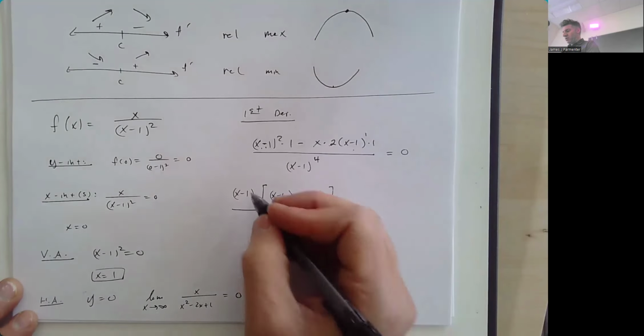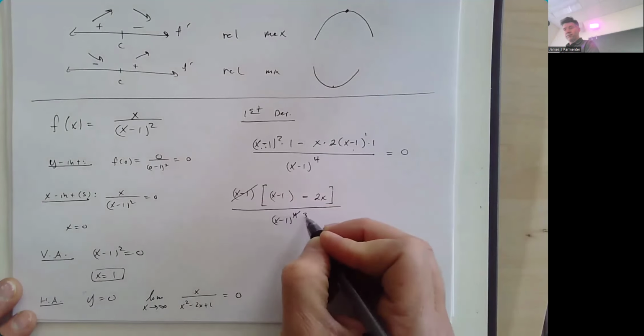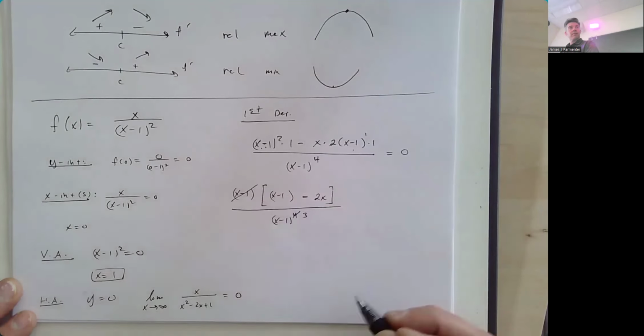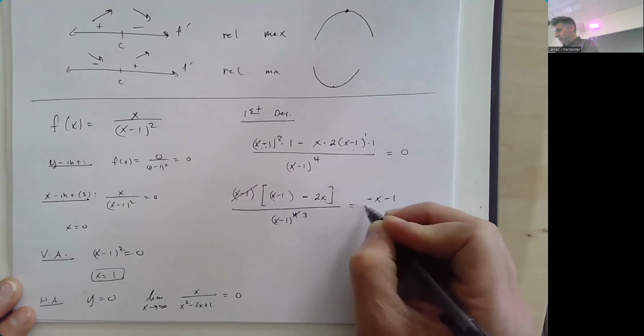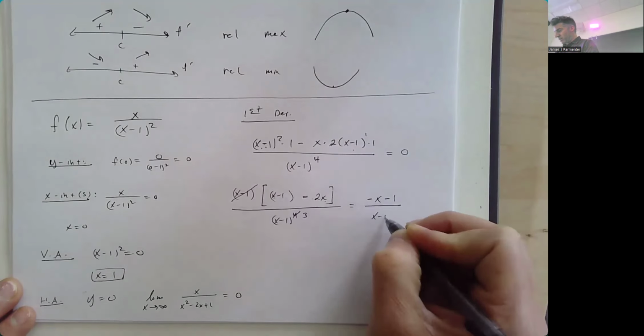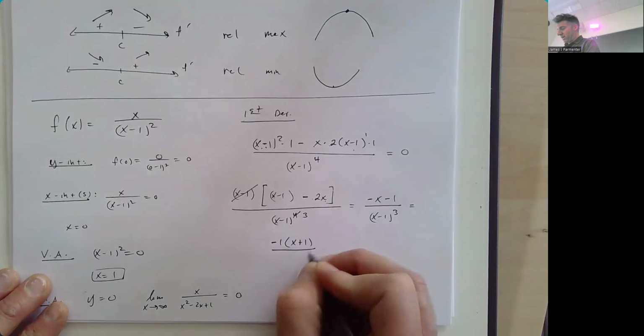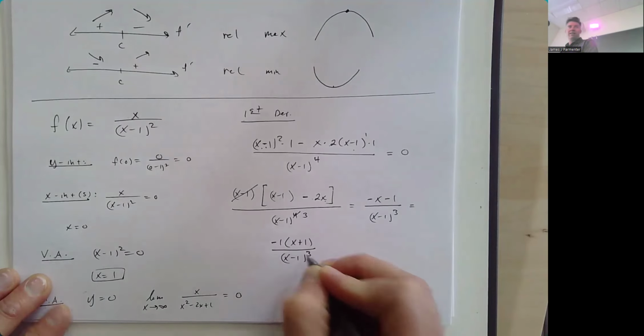I can cancel one of the x minus 1s. And then if I simplify the top, x minus 1 minus 2x, well, x minus 2x is negative x, so negative x minus 1 over x minus 1 cubed. Be careful here. It's really tempting to try and cancel another x minus 1, but I don't have x minus 1 on top. I have negative x minus 1, or if you prefer to factor out a minus 1, negative 1 times x plus 1. And that doesn't lead to any canceling of any sort.